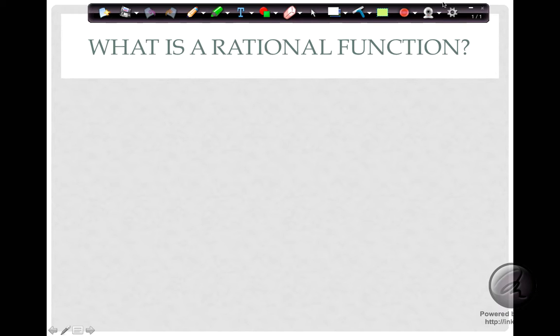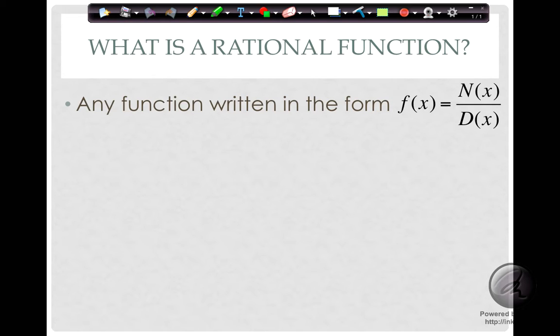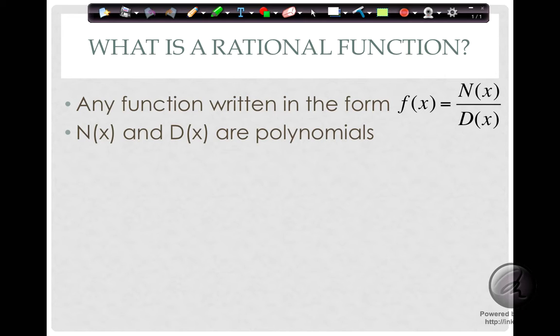So first of all, let's define what a rational function is. A rational function is just a function that can be written in the form f of x is equal to n of x over d of x, where n of x and d of x are both polynomials. That would be something along the lines of 3x squared minus 4x over 2x minus 1. This would be a rational function because the numerator and the denominator are both polynomials. We also have to make the statement that d of x cannot be 0, and that's actually going to play a big role in this stuff later.